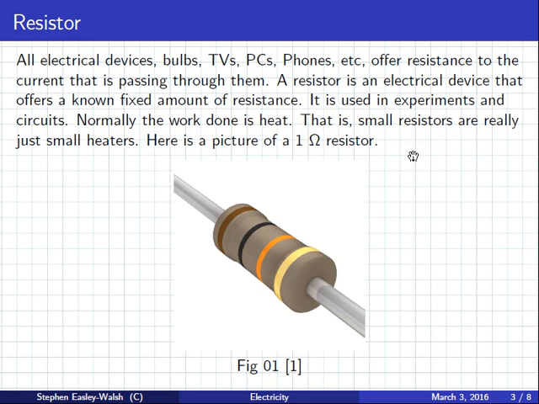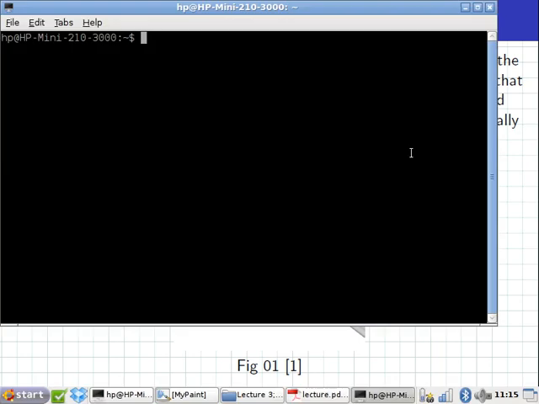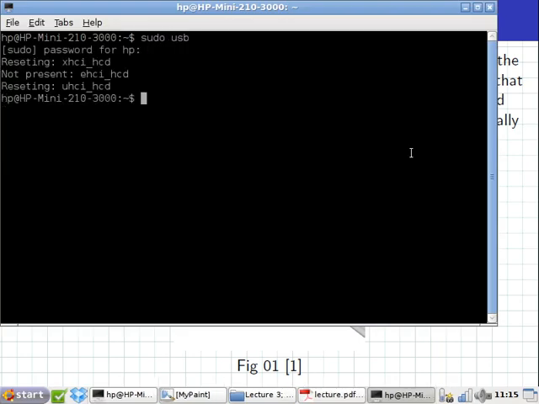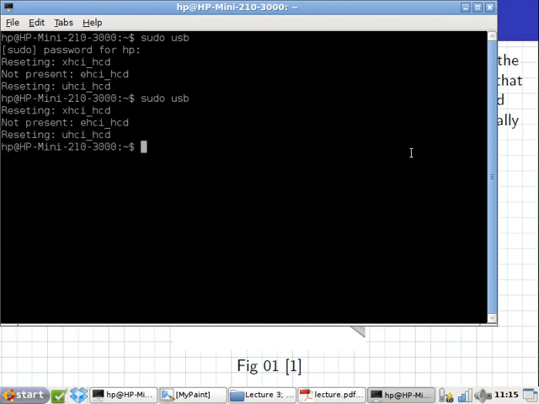Continue? Yep. Okay, let me just turn my tablet on. Okay.